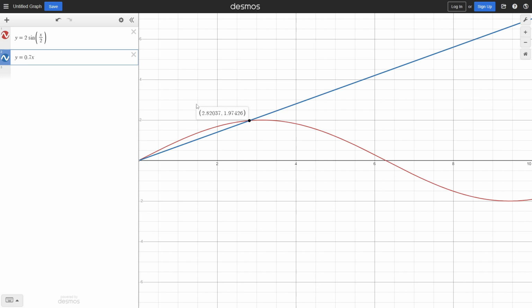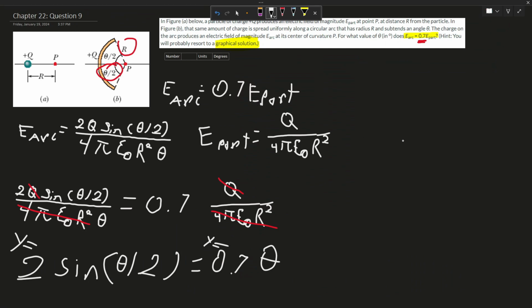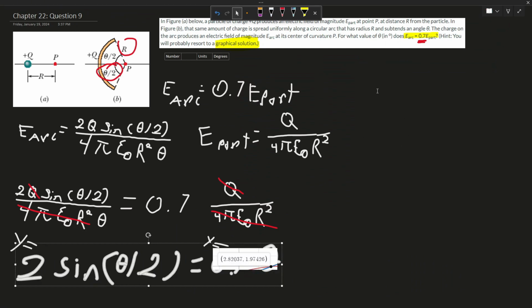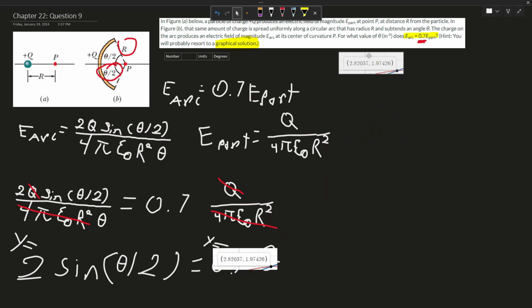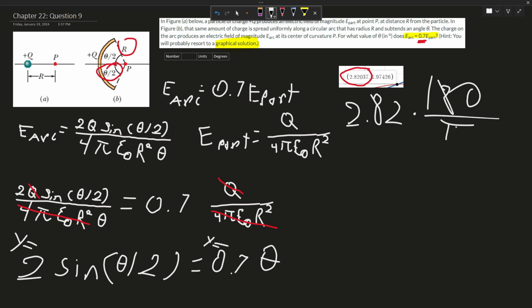So, let's say I took a picture of this really quickly, and I go back to notes, and I post this in here, and I move it up here. Okay, so now you have that value. All you need is this value right here. So you can take that 2.82-ish, and then you can times it by 180 over pi. Because remember, this is actually in radians, and it's asking for degrees.